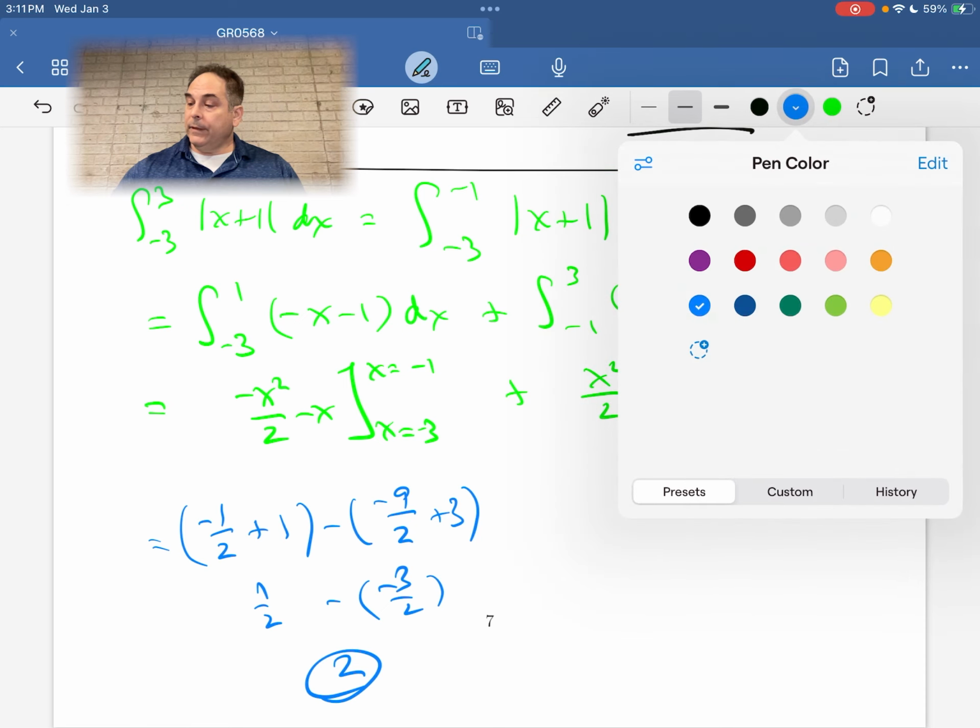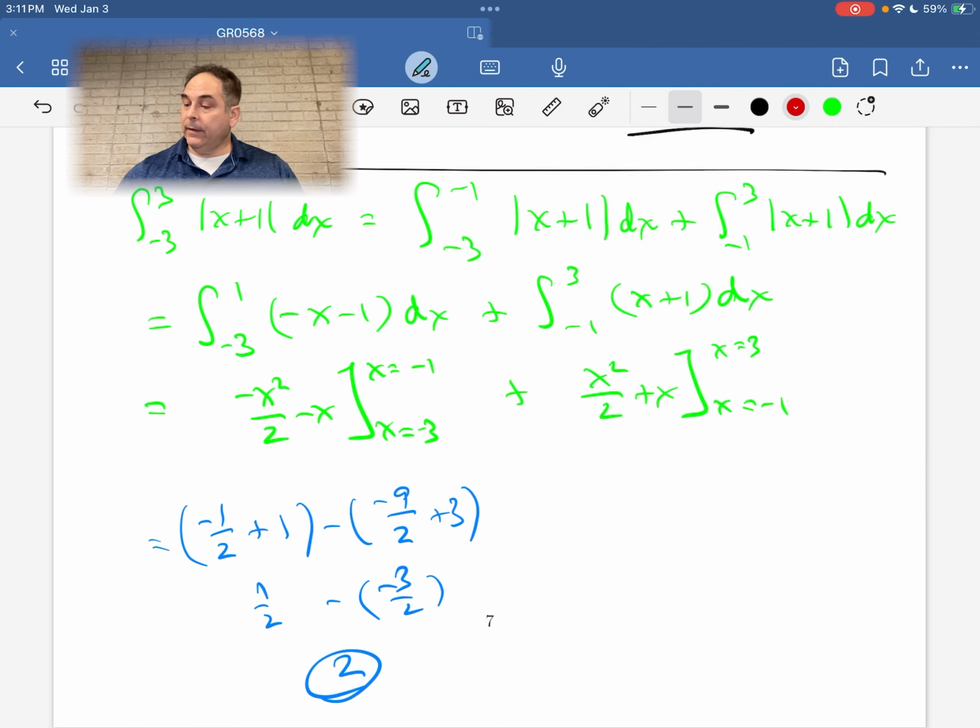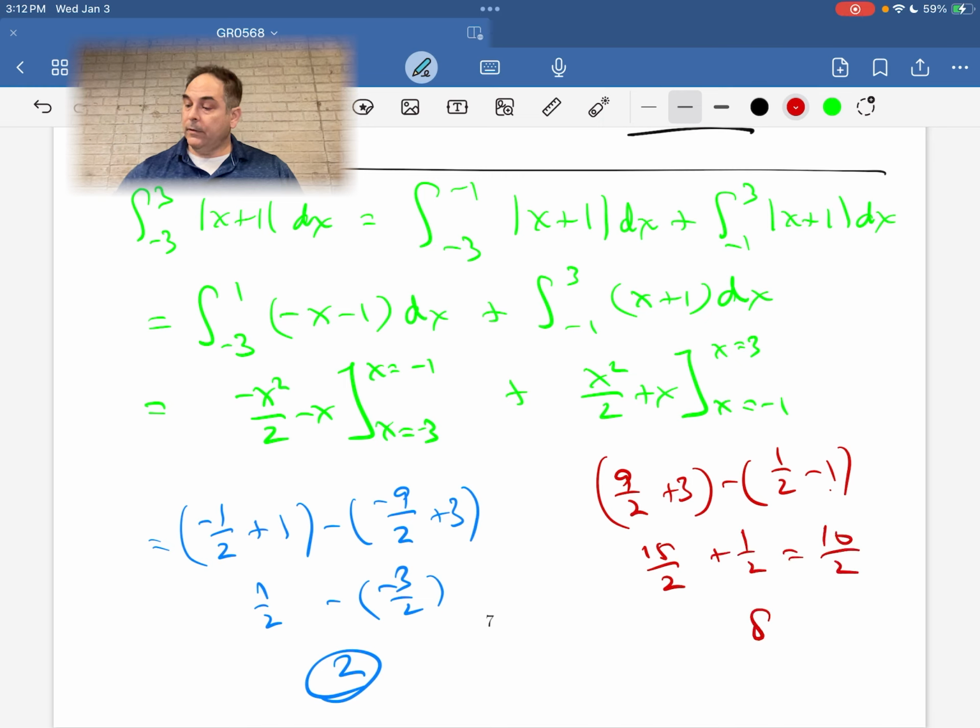Alternatively, for the second integral, we plug in x equals 3, we get 9/2 plus 3, minus the value at x equals -1, which is 1/2 minus 1. 9/2 plus 3, 3 is 6/2, so 9/2 plus 6/2 is 15/2. 1/2 minus 1 is -1/2, so 15/2 minus (-1/2) is 16 over 2, which is 8, which is the thing that we got before from the area. And again, 2 plus 8 equals 10. And there we go.